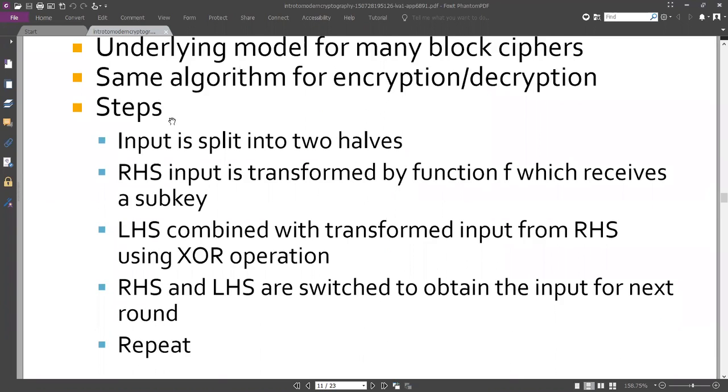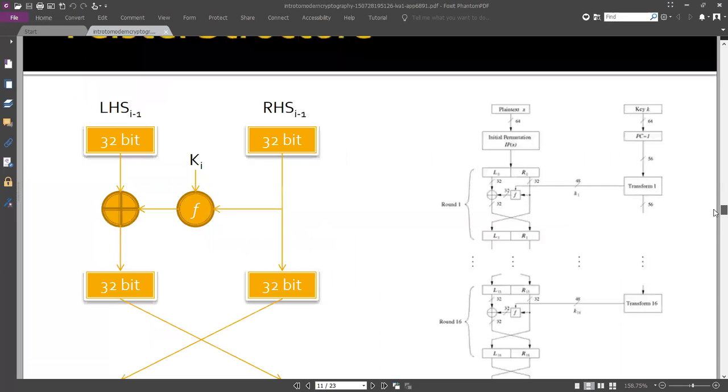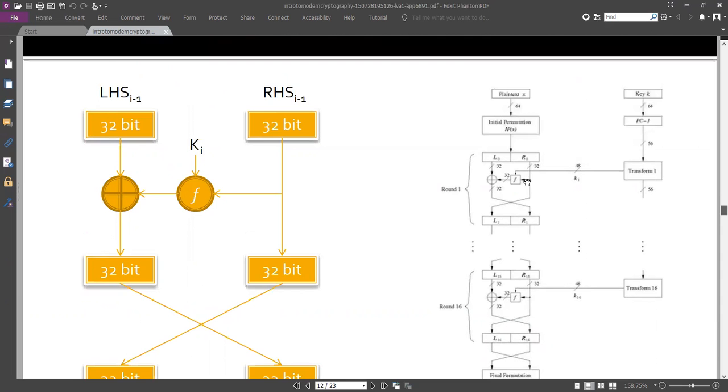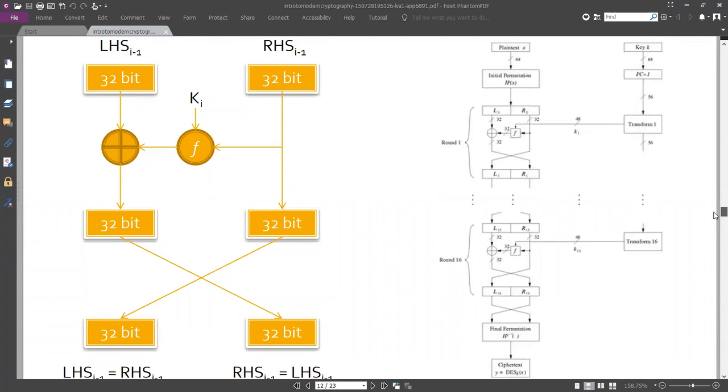The first step is that the input is split into 2 halves. The RHS input is transformed by a function which receives a subkey, and then the LHS, the left and the right, are combined with the transformed input from the RHS, and then they are combined together. The process is repeated, and this is the structure, the way it looks. This is the left side, and this is the other side, and then they are interchanged and create the other one. This is a flow diagram explaining how this whole process works.